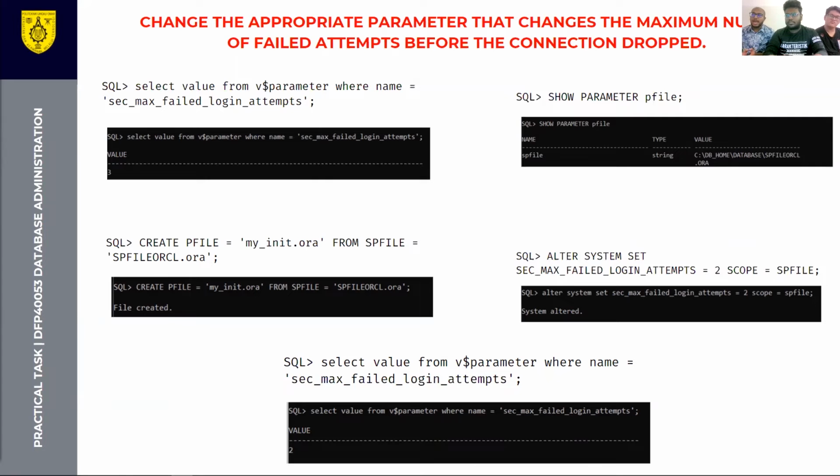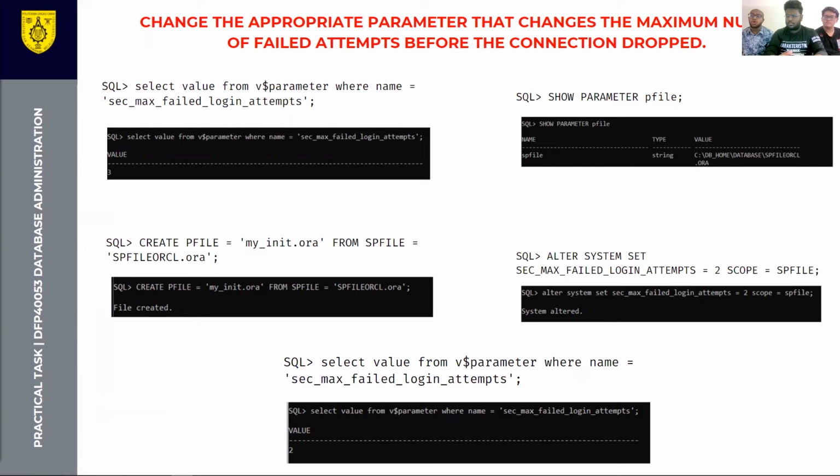After that, I would go to show parameter pfile so that it shows the parameter files in our system, displayed right there. Right now we are going to create a pfile, a static parameter file. So it's create pfile equal to my_init.ora from spfile, which you can see above is the spfile orcl.ora, right? So we mention it in the next command. After mentioning it, the file is created.